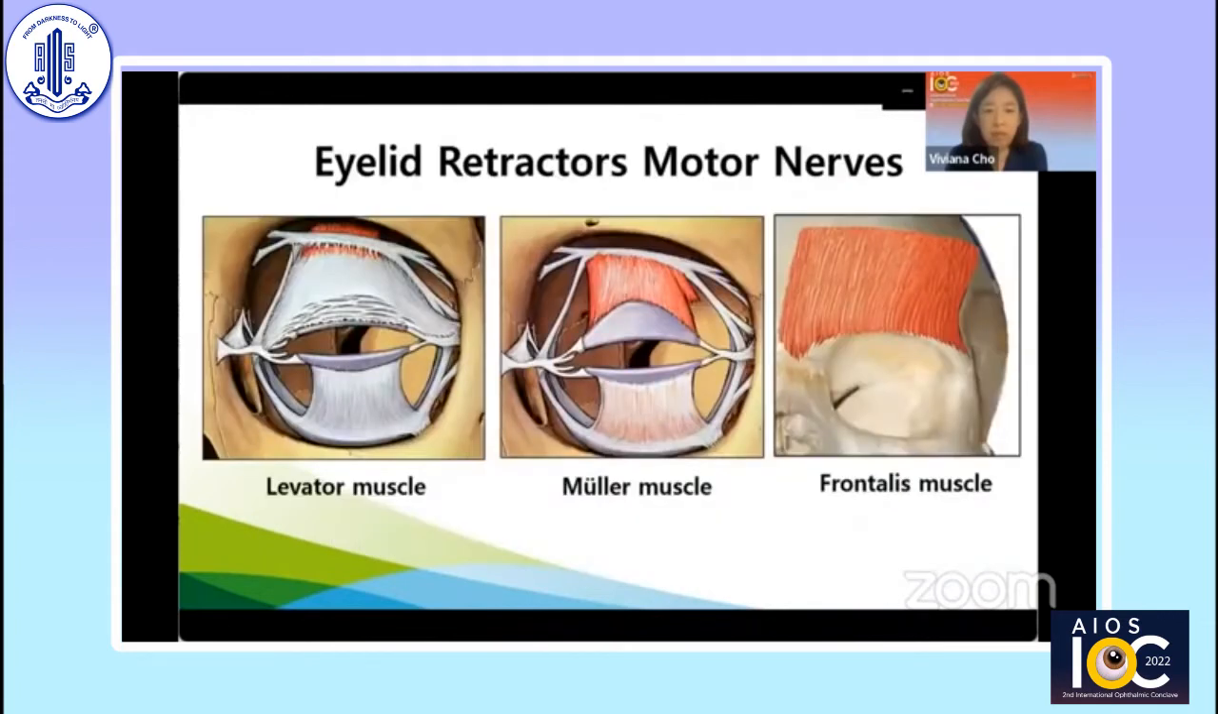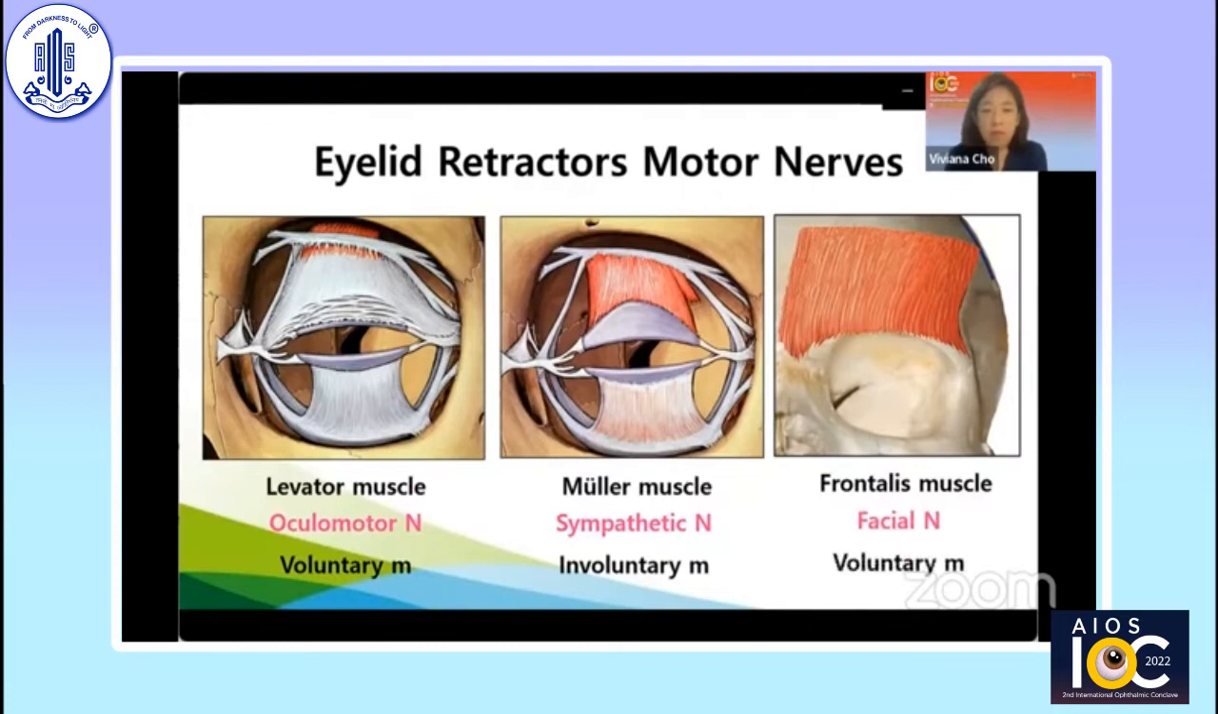In summary, among the eyelid retractors, the levator muscle is the main one to lift the eyelid, innervated by the superior branch of the third cranial nerve, and it is a voluntary muscle. Mueller's muscle is innervated by the sympathetic tone and can lift the eyelid 1 to 2 millimeters, and it is an involuntary muscle. The frontalis muscle is innervated by the facial nerve. It lifts the eyelid indirectly, and it is a voluntary muscle. To open our eyelids, you can see the different types of muscles are innervated by different types of nerves. I'll show you some cases next.